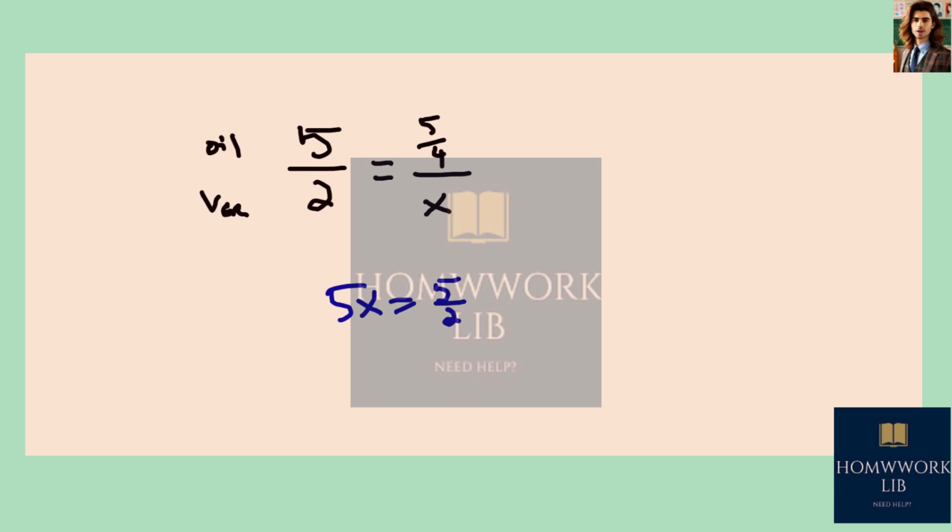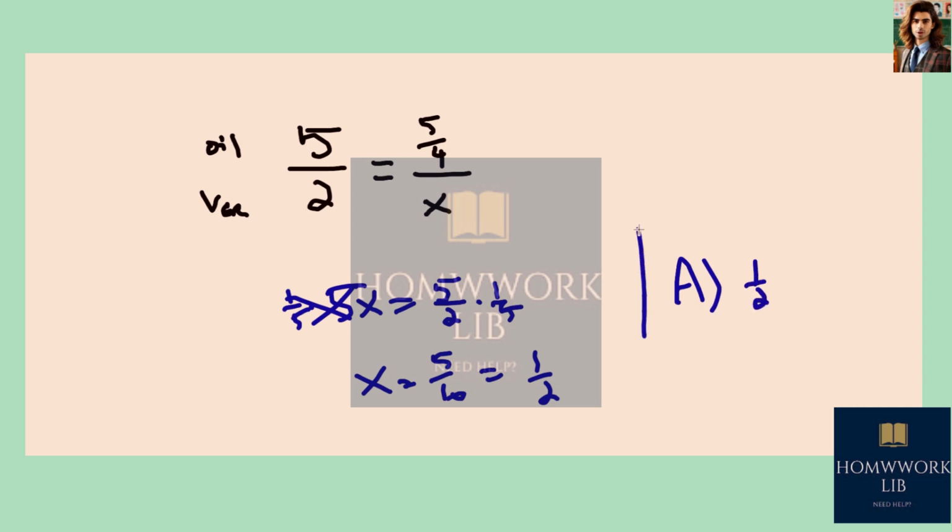And then divide both sides by 5, or multiply by 1/5 is a better way to think of it in this case. And x would equal 5/10 or 1/2. So we'd need 1/2, which is choice A, 1/2 cup of vinegar.